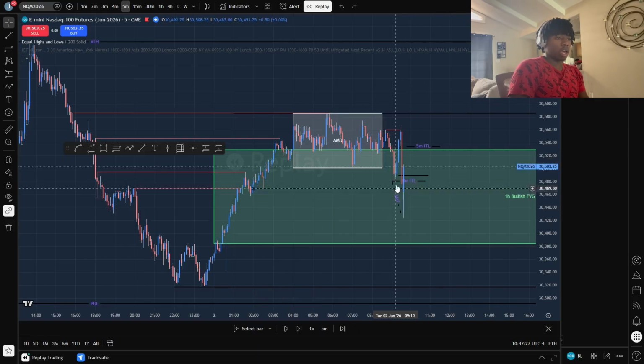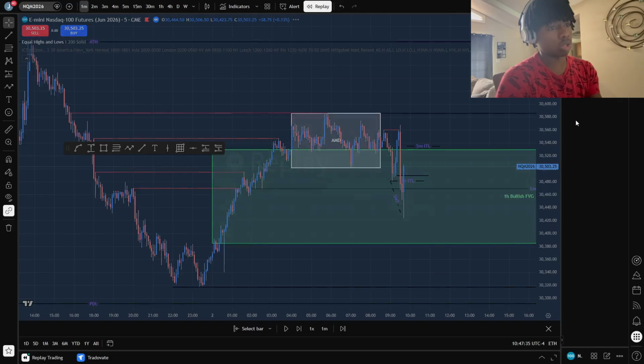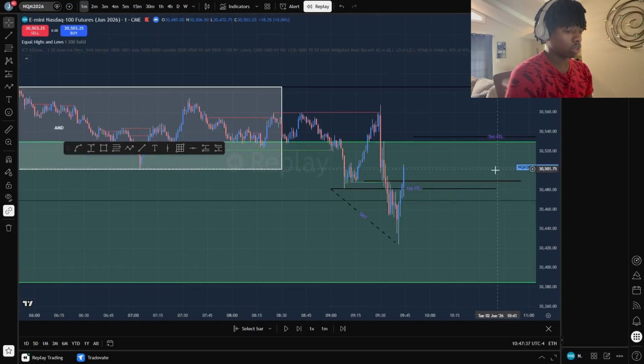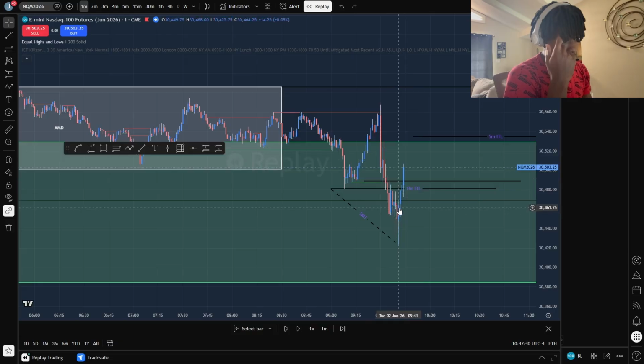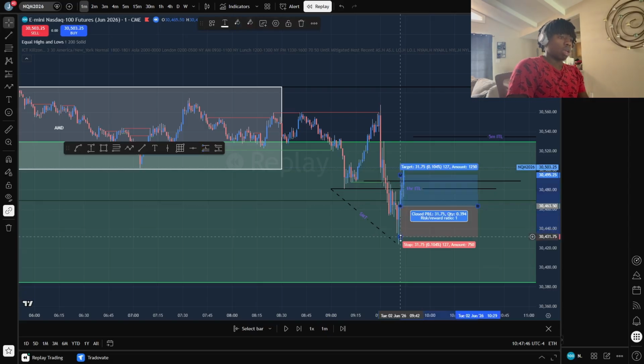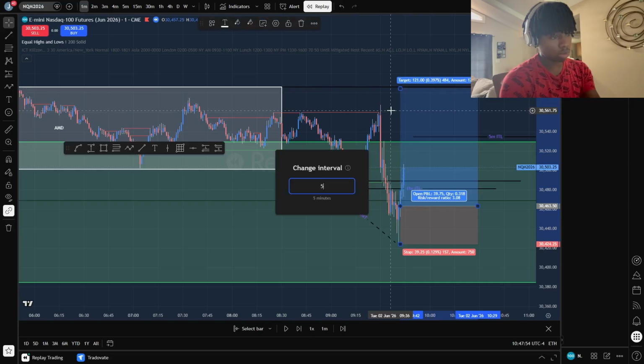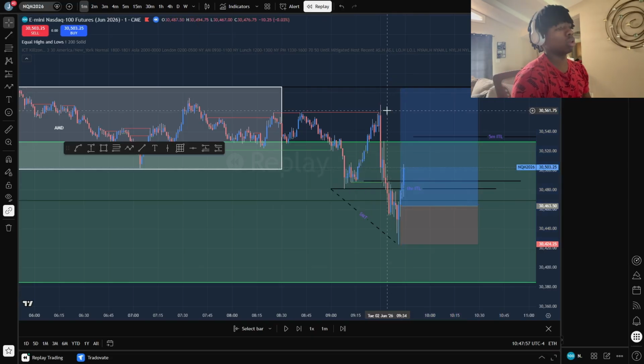And then we have this. We have an SMT with NQ right here. And this is where some people took this 30-second. I don't have the 30-second, but the entry was like right about here, with the stop loss at the wick, and you target this high. Then you go break even at the 5 minute.